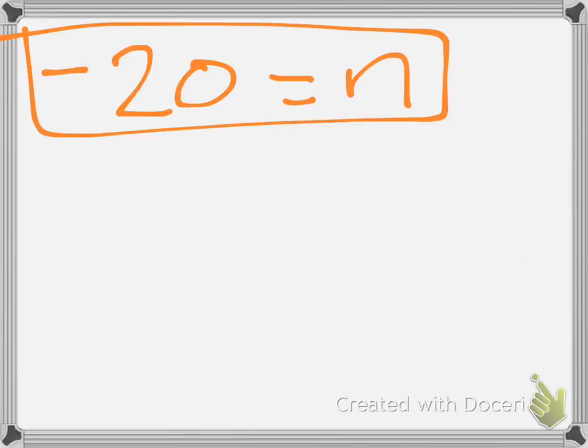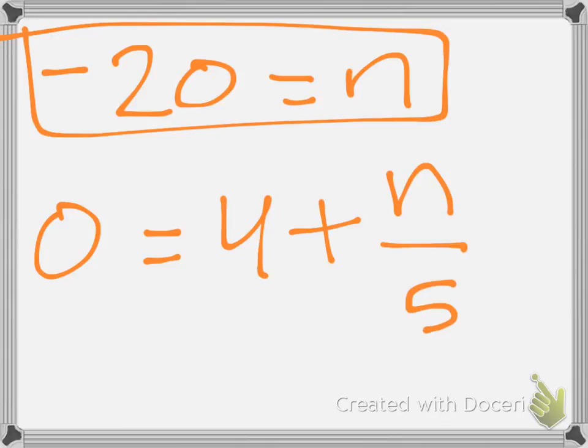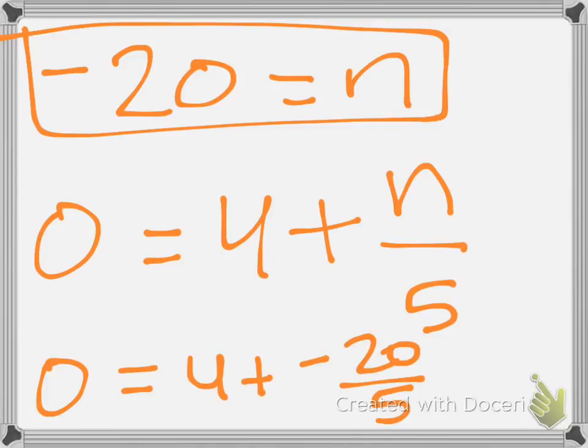So let's write our problem over again. 0 equals 4 plus n over 5. Let's plug in our answer. 0 equals 4 plus minus 20 over 5. Now, we don't need to write all of that out. What we're going to do is just do it mentally. So we have 0 equals 4 plus minus 4, and plus and minus make a minus, so 4 minus 4 is 0. 0 equals 0, so our answer is correct.